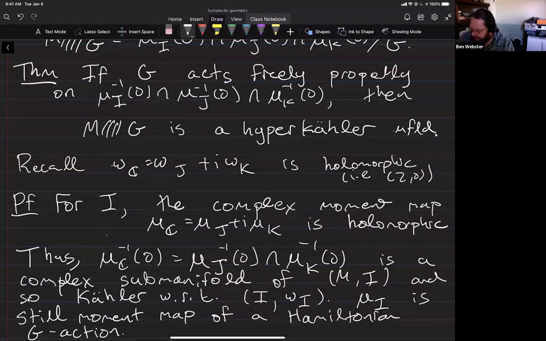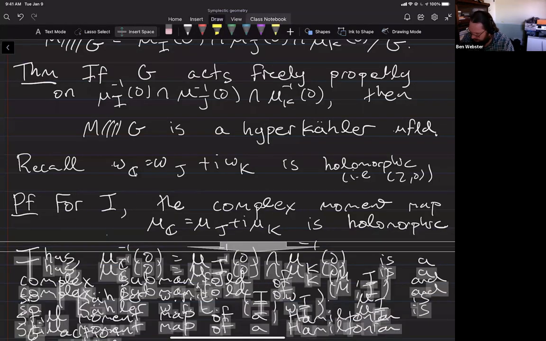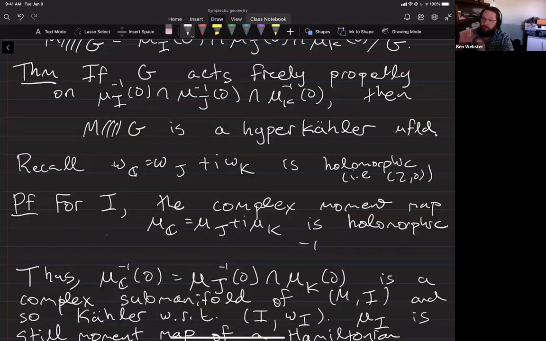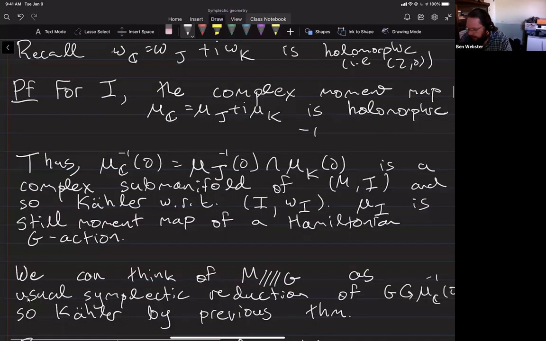So if I take the inverse image of zero under this complexified moment map, so that's taking two of my moment map levels, then that's a complex submanifold of the complex manifold M with respect to the complex structure I. And so it's Kähler with respect to I and the pulled back symplectic form, right?